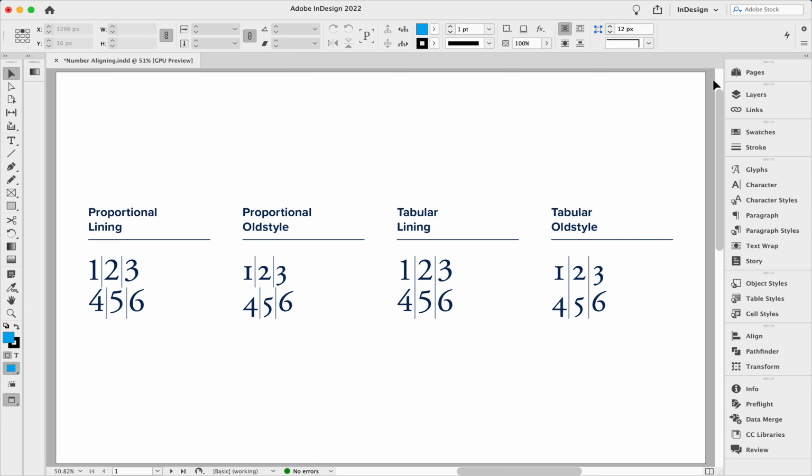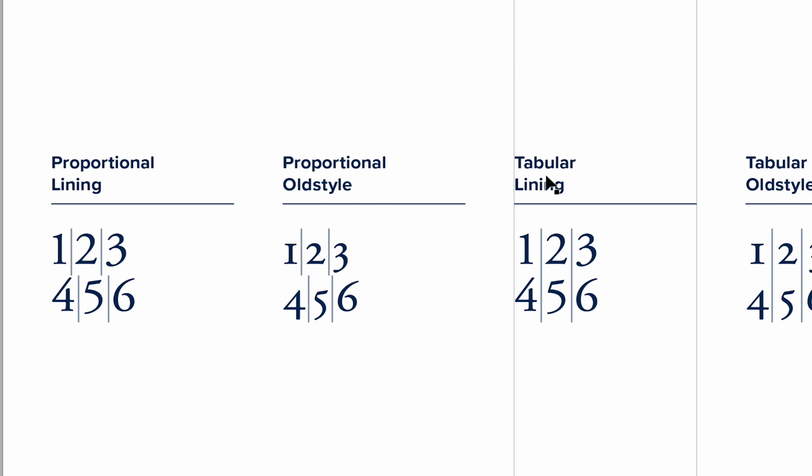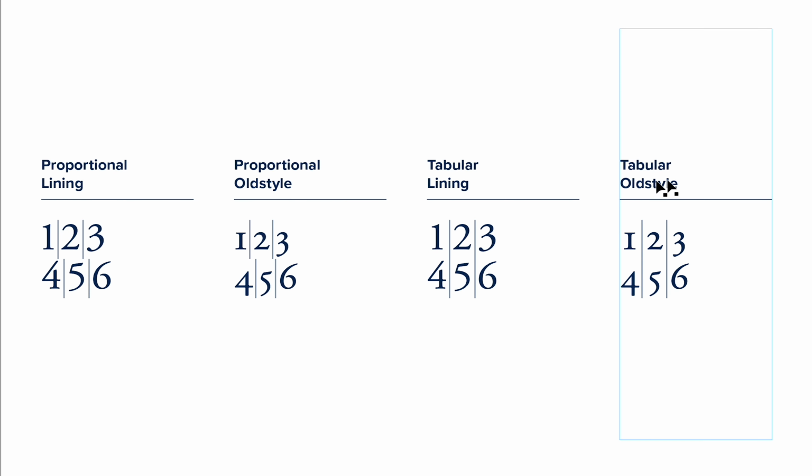There are four types of number or figure styles inside of InDesign, as you can see here. There are proportional lining, proportional old style, tabular lining, and tabular old style. So what do each of these mean?